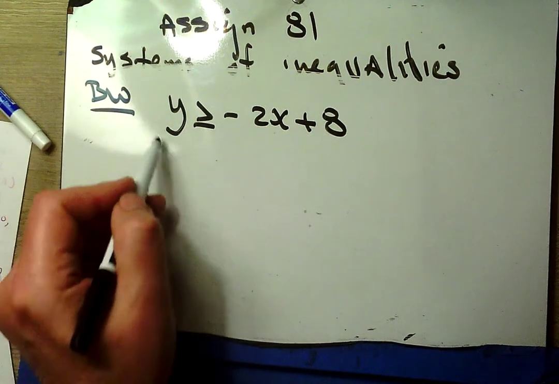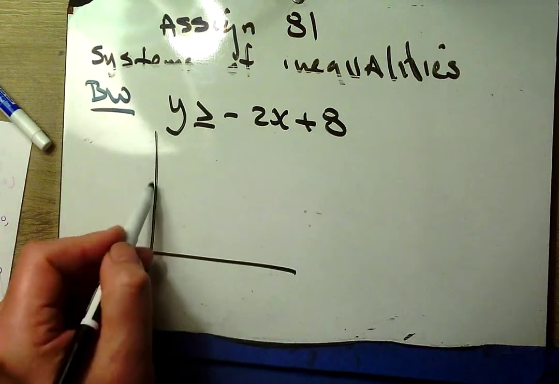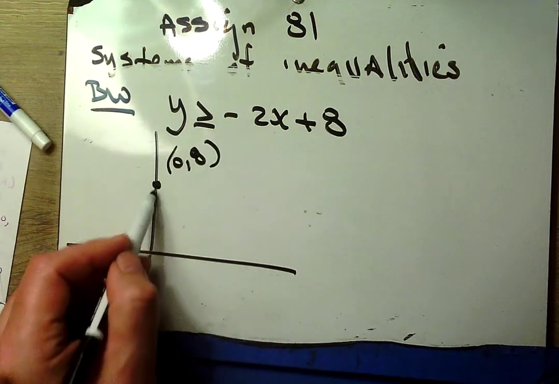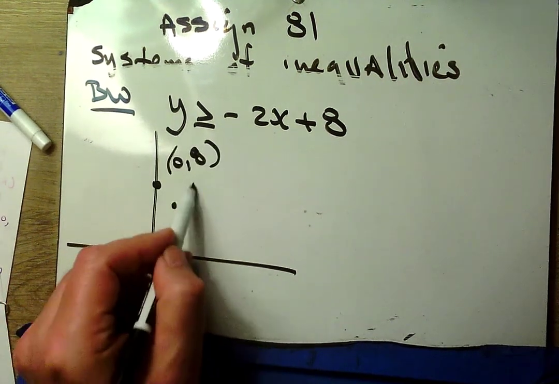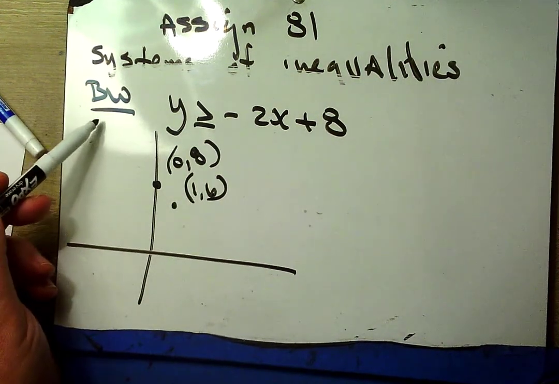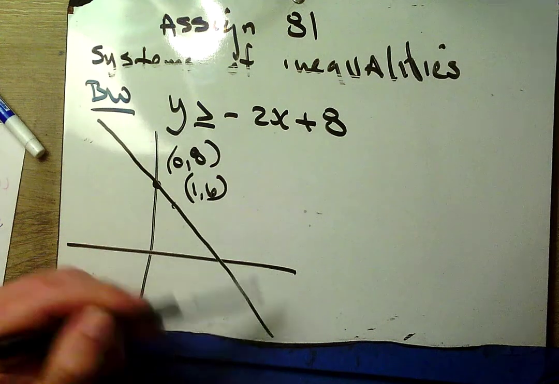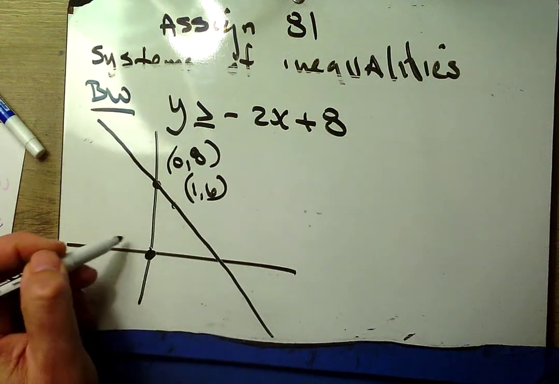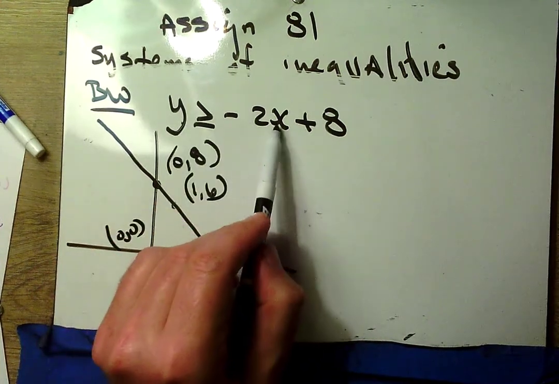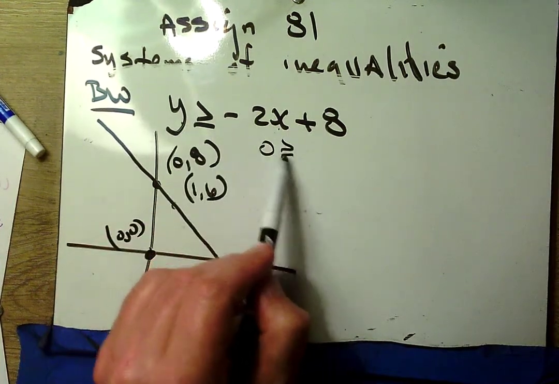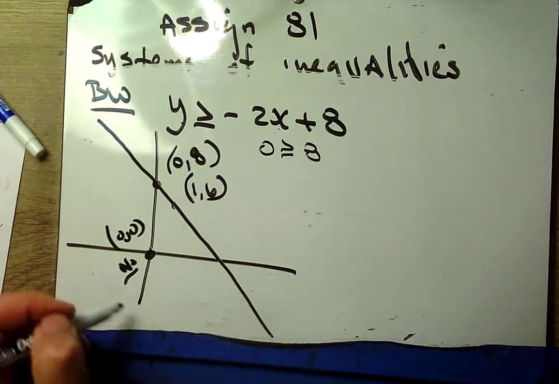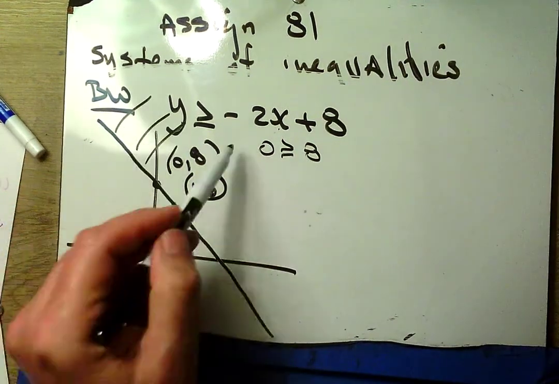But you could also do this method where you say, all right, I'm starting up here at 0, 8, and I'm going to go down 2 and over 1, so I have 1, 6. That works too. And then we said solid line, and finally, test a point like 0, 0. I'm going to have 0 is greater than or equal to 8. Well, that's not true. No. So I shade over here.